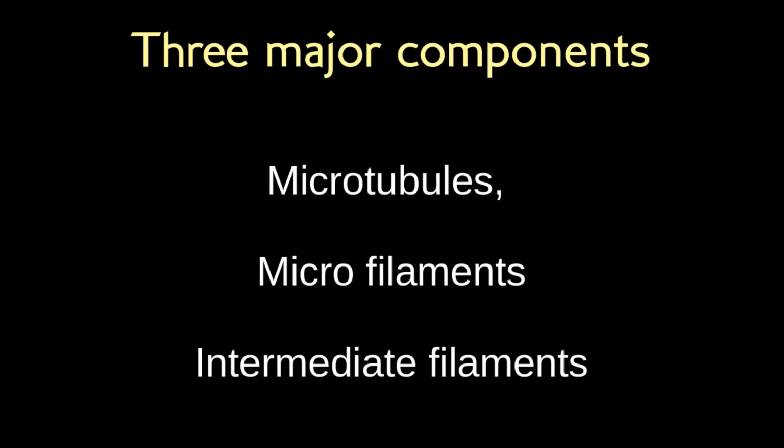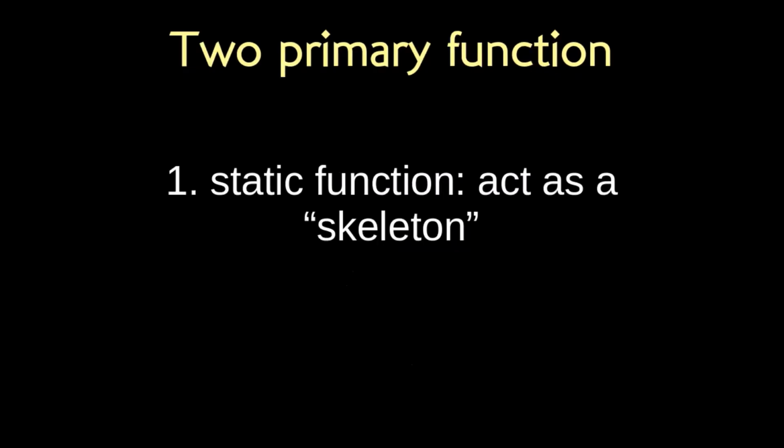Okay, but let's talk about what the cytoskeleton does, why it's there, and really, you have two major functions, or major domains of functions, of the cytoskeleton. The first of these is kind of a static function, similar to the static function of your skeleton, which is really to act as a skeleton, to hold things in place, to hold the structure of the cell, the shape of the cell, and to do essentially the same thing that your skeleton does.